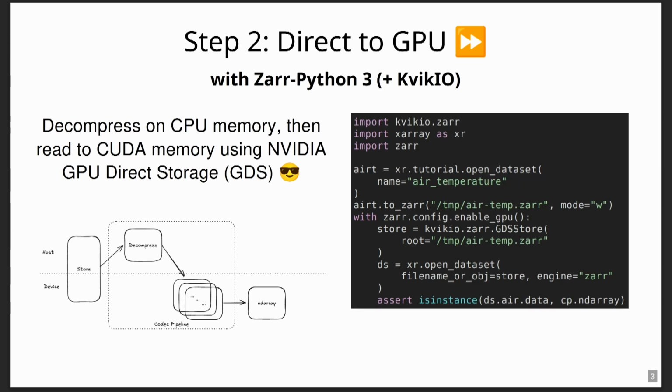Ideally, you would set up something called NVIDIA GPUDirect Storage. This can be a bit tricky to set up, but if you set it up properly, you get to read data a lot faster than standard CPU Zarr. Okay, so that's step 2.